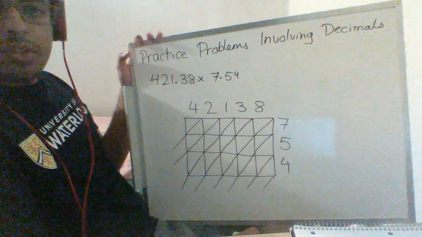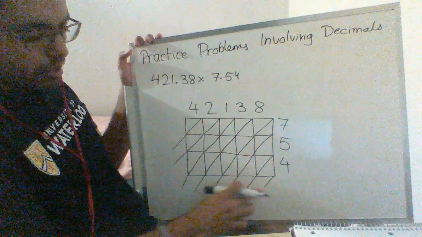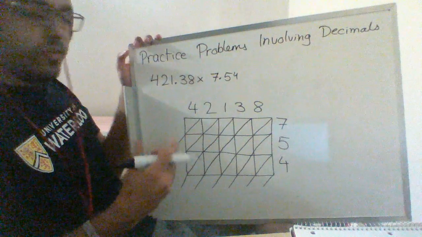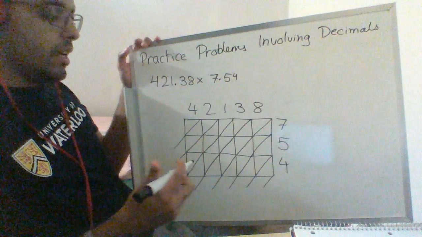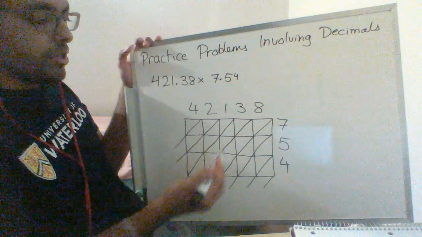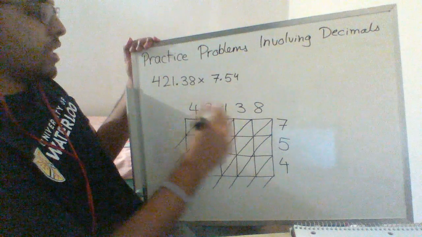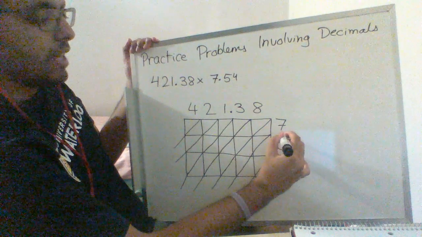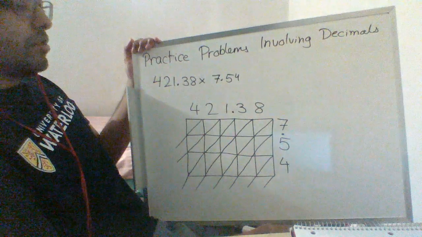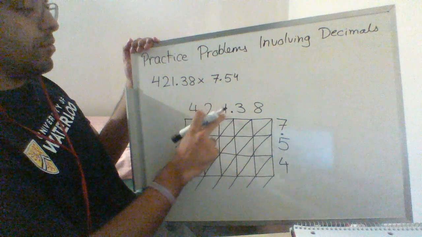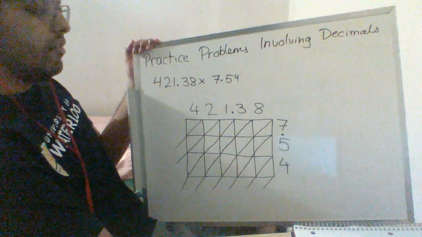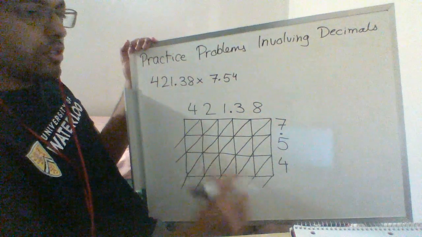So once you have this set up, remember you want these lines to extend down the outside of the box, and make sure you've got them going in the right direction. And we can put in those decimal points right now, but we're going to forget about them after that until we get to the end of the problem. So we'll put those decimals in there. This way we've got 421.38, and then down the side we have 7.54. So let's go through it.